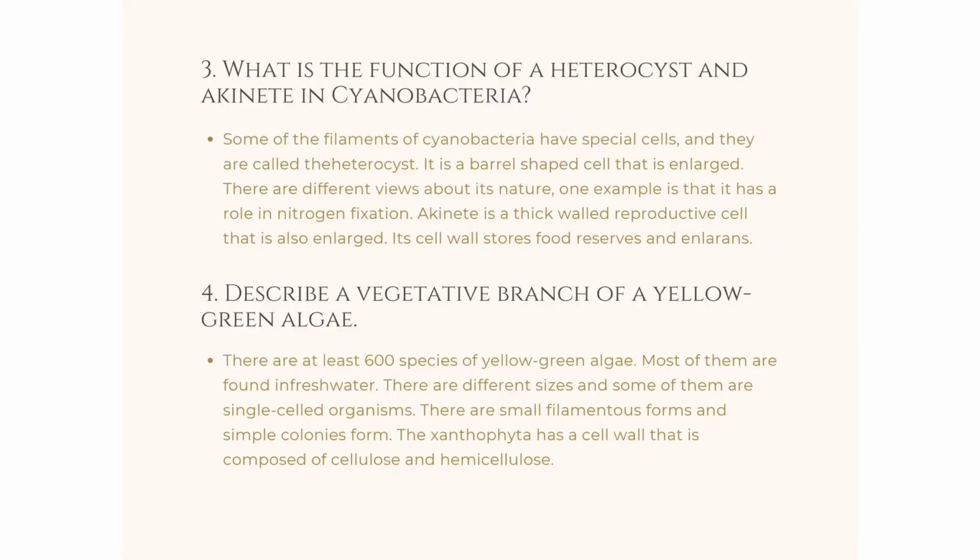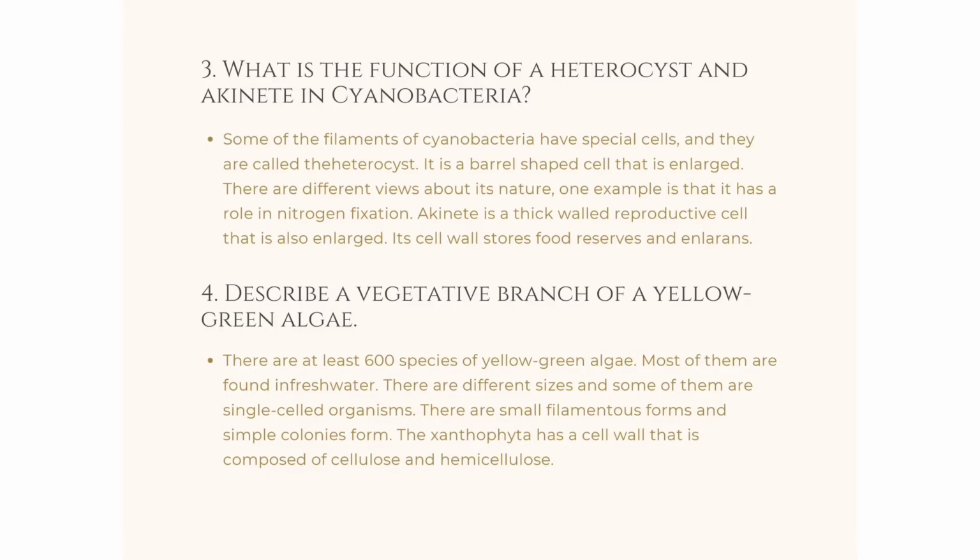Number 3. What is the function of the heterocyst and akinete in cyanobacteria? Some of the filaments of cyanobacteria have special cells, and they are called the heterocysts. It is a barrel-shaped cell that is enlarged. There are different views about its nature. One example is that it has a role in nitrogen fixation. Akinete is a thick-walled reproductive cell that is also enlarged. Its cell wall stores food reserves and cyanophycin.